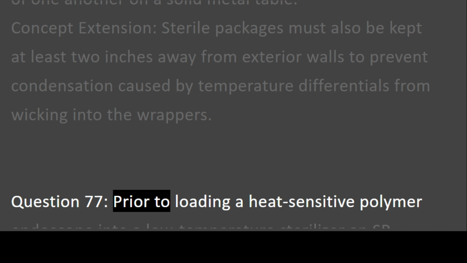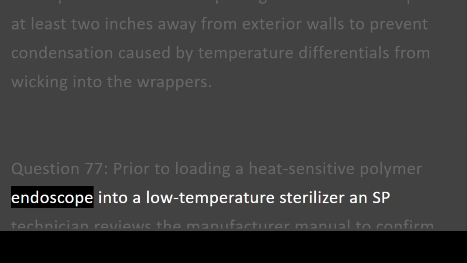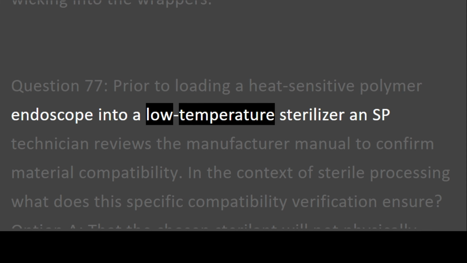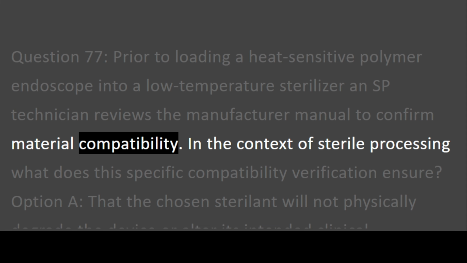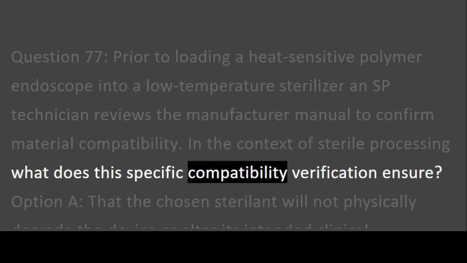Question 77. Prior to loading a heat-sensitive polymer endoscope into a low-temperature sterilizer, an SP technician reviews the manufacturer manual to confirm material compatibility. In the context of sterile processing, what does this specific compatibility verification ensure?